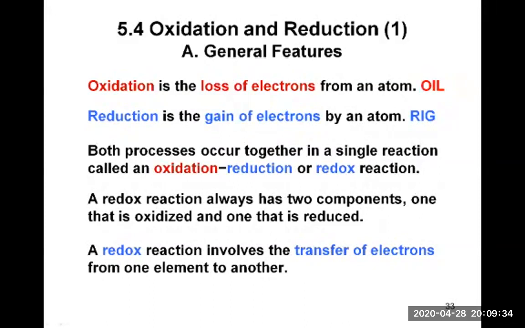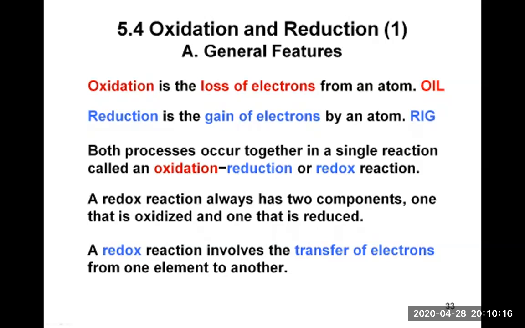So this video goes over section 5.4 of chapter 5 on oxidation and reduction. Oxidation is the loss of electrons from an atom, and reduction is the gain of electrons by an atom. To remember these better, there is this acronym OIL RIG. OIL refers to oxidation is loss of electrons, and RIG refers to reduction is gain of electrons. So by remembering OIL RIG, you should remember which one is which.